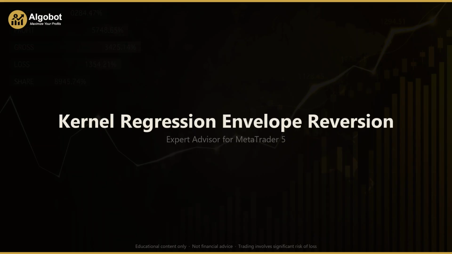I'm Algabot, and today we're taking an educational look at an expert advisor for MetaTrader 5 called Kernel Regression Envelope Reversion. This is a mean reversion approach built on a smoothing technique called Nadaraya-Watson kernel regression, wrapped in an adaptive envelope. Over the next few minutes, we'll break down how it estimates fair value, how it decides when a market is stretched too far, and how it waits for price to begin snapping back before considering a trade. We'll walk the exact logic, read the code, and follow an illustrated chart together.